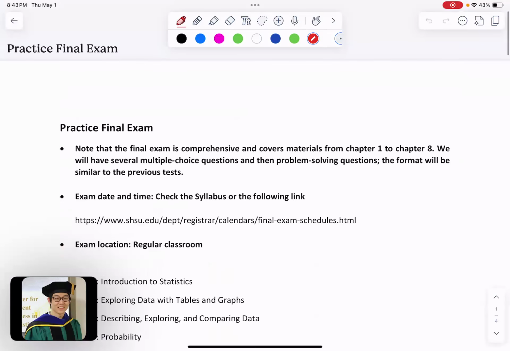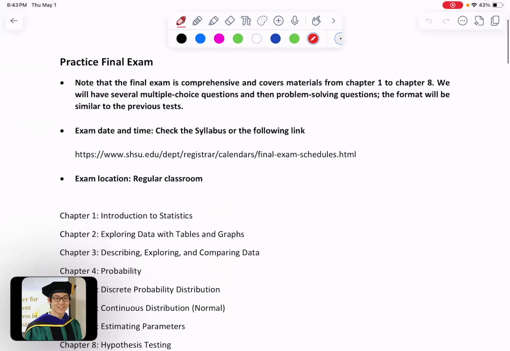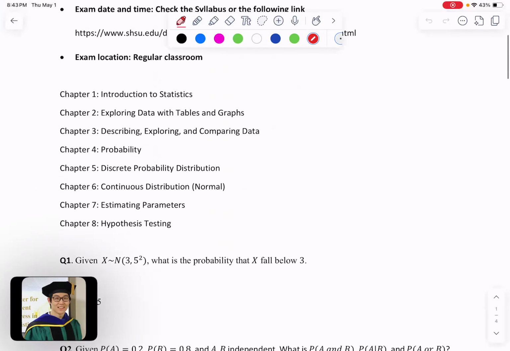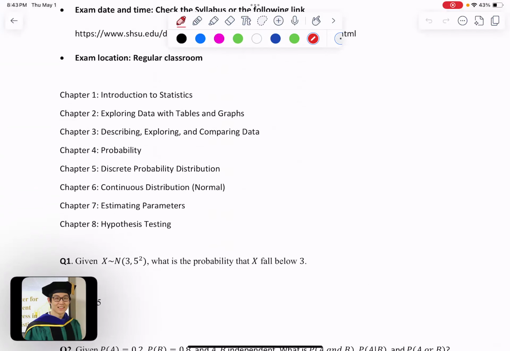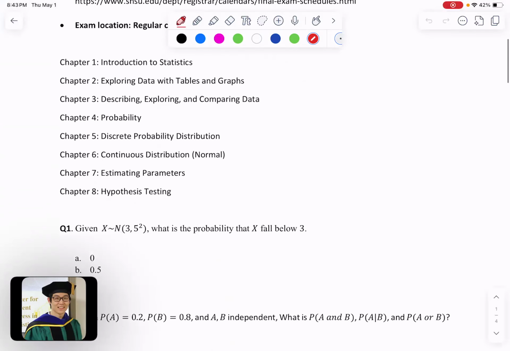Hello everyone. Let's now work on the practice questions for the final exam together. So again, for the final exam, we have chapters 1 through 8. Let's look at question 1.